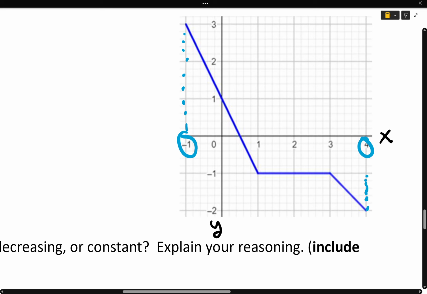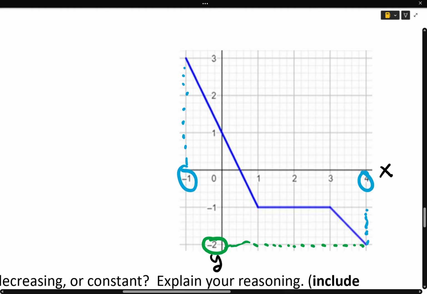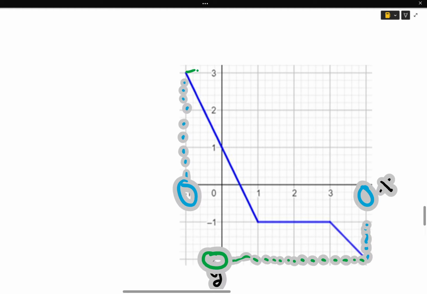Let's do the same thing for y's. Now our y's go from bottom to the top, that's smallest to largest. So the bottom of my graph exists right here at -2, and the top exists at 3. So my y's go from -2 to 3.